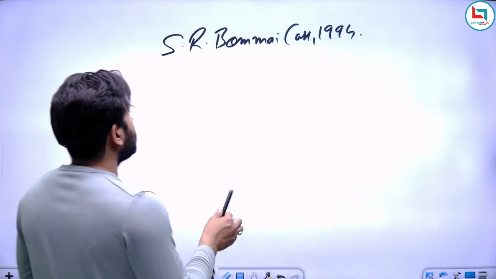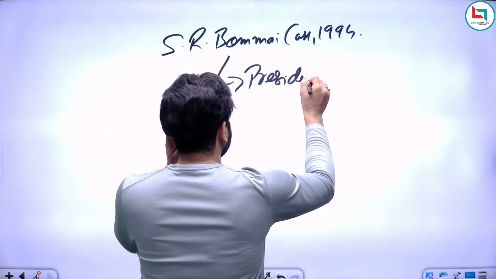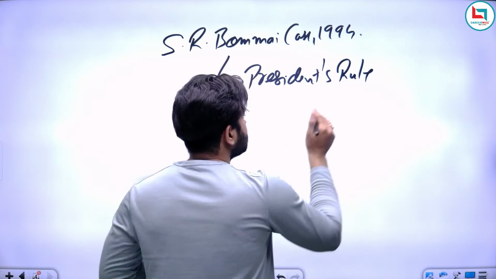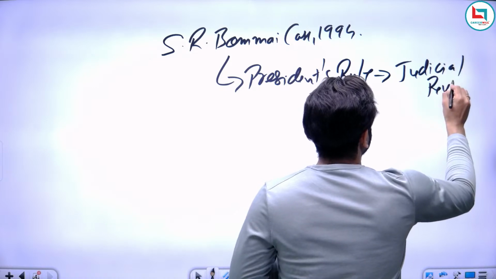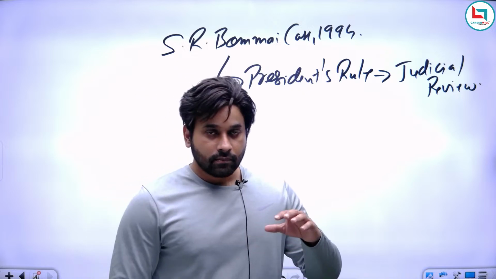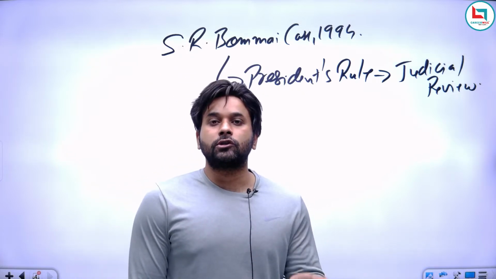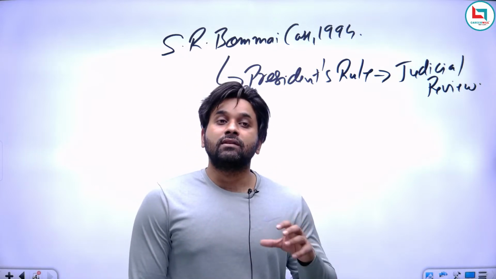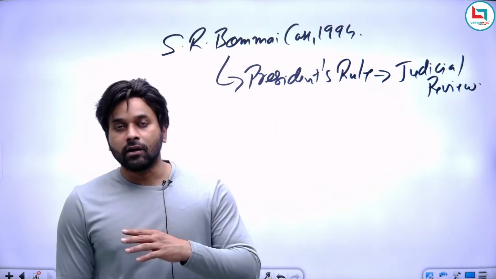So the most important thing in the SR Bommai case is that the president's rule is subject to judicial review. The first important thing that you should note down is that in the SR Bommai case, the Supreme Court said that president's rule is subject to judicial review. When I say judicial review, it means to examine whether the president's rule is according to the constitution or not. Because in our country, many times president's rule is used as a weapon to harass those states where there's a different government from the central government.